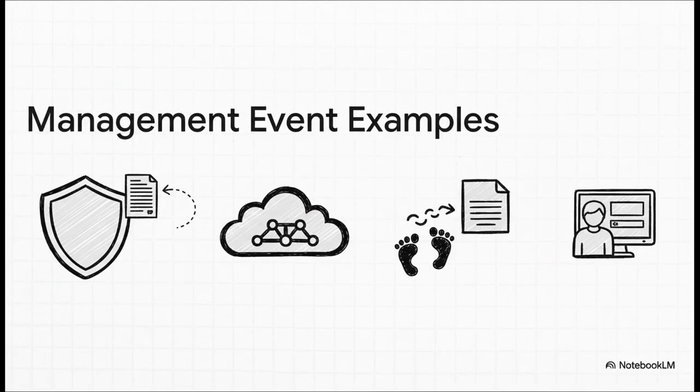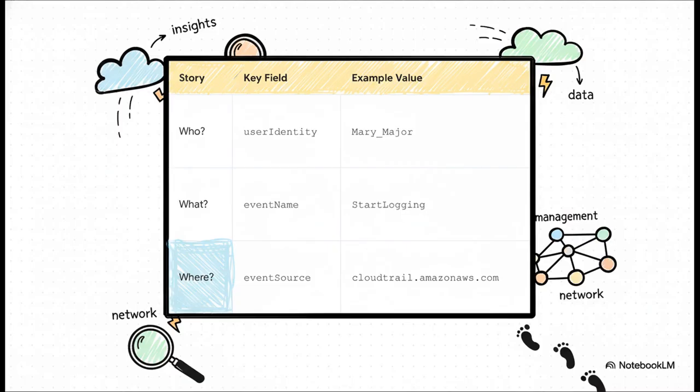So what does this actually look like? Well, it's things like someone attaching an IAM policy, creating a whole new VPC, or even setting up another CloudTrail trail. And it also captures really important non-API stuff, like the simple act of someone logging into the AWS Management Console.